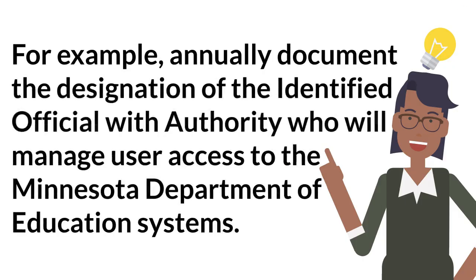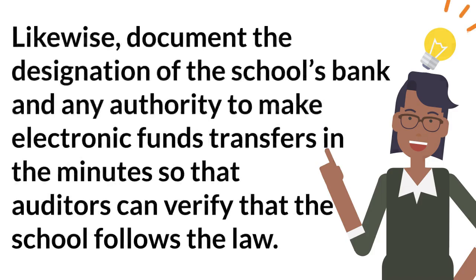For example, annually document the designation of the identified official with authority who will manage user access to the Minnesota Department of Education systems. Likewise, document the designation of the school's bank and any authority to make electronic funds transfers in the minutes so that auditors can verify that the school follows the law.